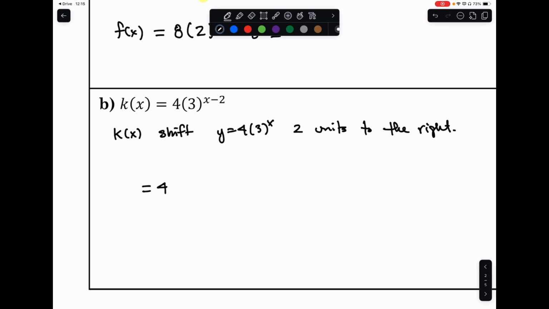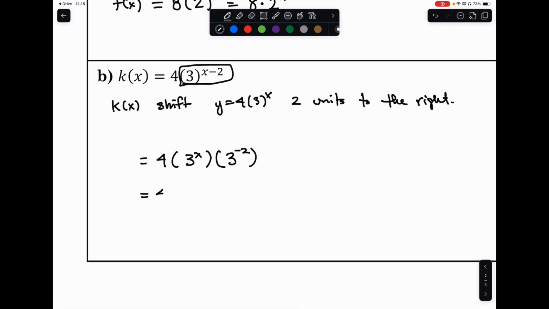Well, 3 to the x minus 2, let's focus on this right there. This means that we have 3 to the x multiplied with 3 to the negative 2 power. Well, having 3 to the negative 2 power, using our negative exponent rule, simply means that if I get the reciprocal of 3, so 1 over 3, that changes the exponent from a negative 2 to a positive 2.